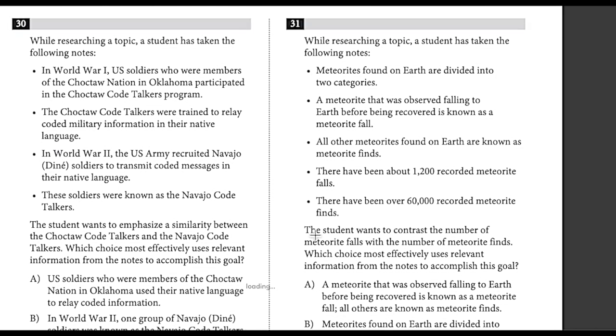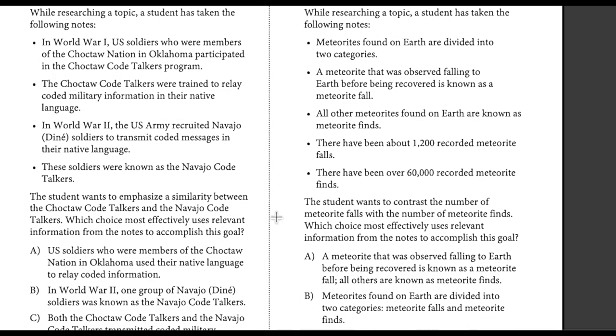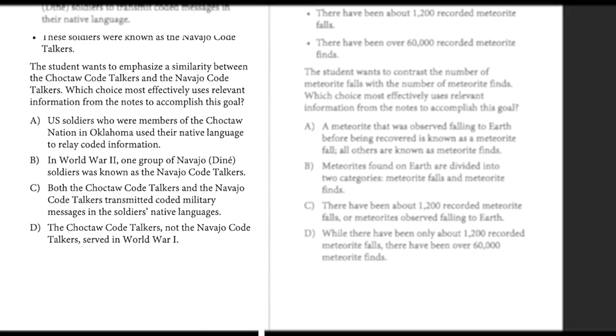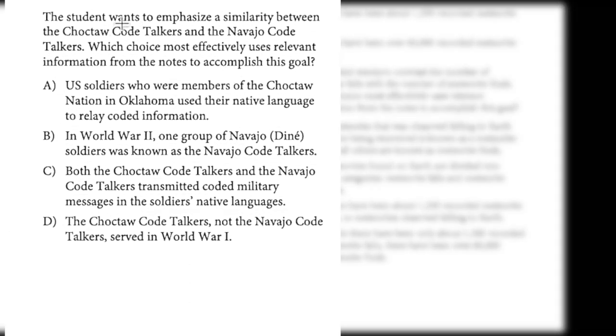Let's just skip to some harder ones so you can see that even the harder ones are not so bad. All right, we're going to do the same thing. We want to emphasize the similarity between the code talkers. U.S. soldiers who are members of the Choctaw Nation in Oklahoma use their native language. No, that's not talking about both. We want to identify a similarity. In World War II, one group of Navajo soldiers was known. Again, we're not talking about both.